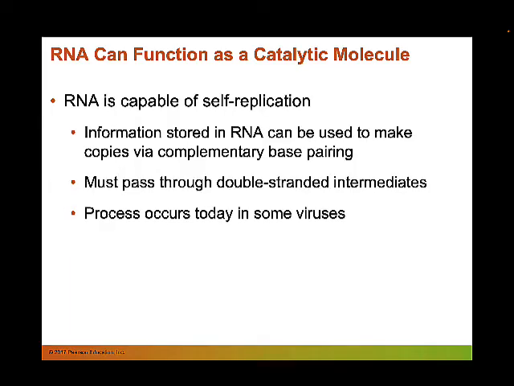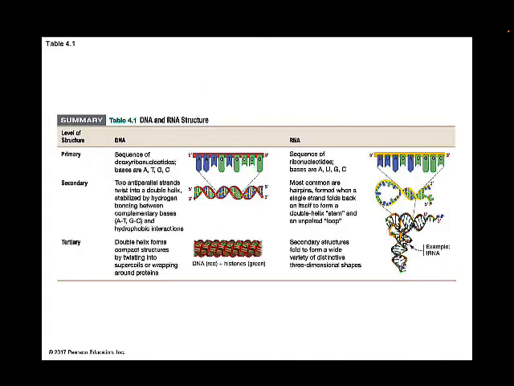So RNA is capable of self-replication. This information stored in RNA can be used to make copies via complementary base pairing. And it must pass through double-stranded intermediates. And this doesn't happen in our cells, but it occurs in some viruses.